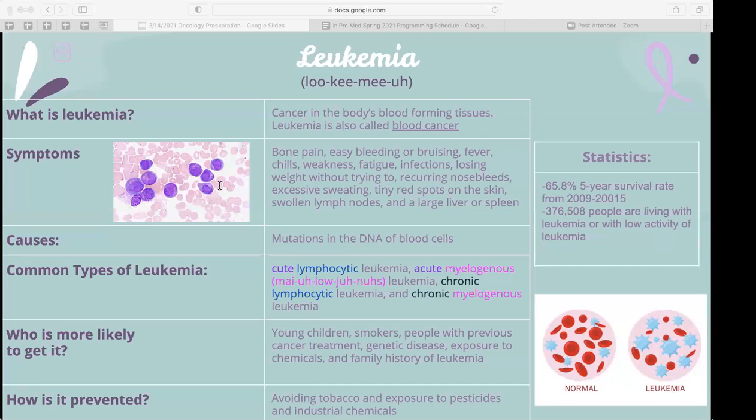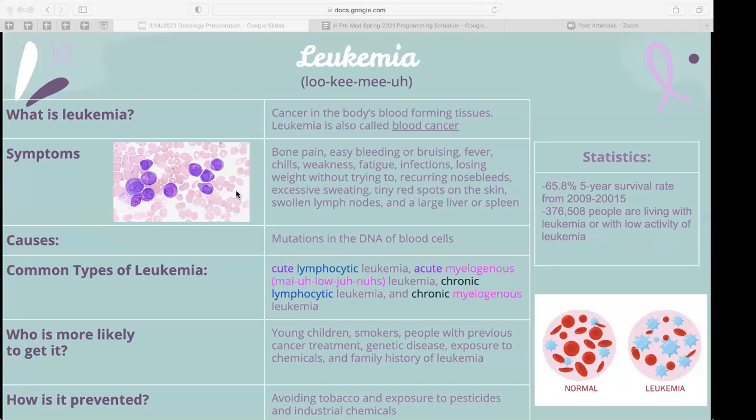As discussed before, there are people who are more likely to get leukemia. Most cases of leukemia occur in children. The group at the highest risk is children under the age of 5. Despite this, leukemia can be found in people of all ages. Some other risk factors are previous cancer treatment, smoking, exposure to chemicals such as benzene, which is found in gasoline, a genetic disorder such as Down syndrome, and finally, family history of leukemia. That said, the only things that could reduce the risk of leukemia is avoiding things such as tobacco and exposure to pesticides and industrial chemicals.